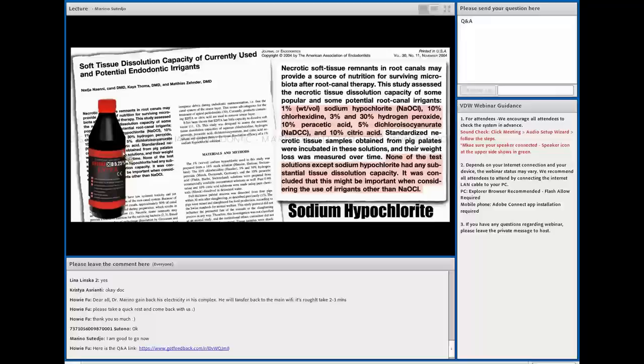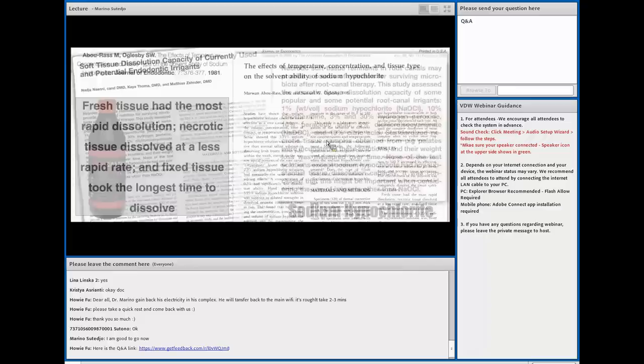This is the journal that researched many irrigation solutions: sodium hypochlorite, chlorhexidine, hydrogen peroxide, peracetic acid, and also citric acid. And what they say is that none of the solutions except sodium hypochlorite has any substantial capacity to dissolve tissue. Therefore, we need to consider sodium hypochlorite a must-use irrigation solution for our irrigation protocol for endodontic treatment.